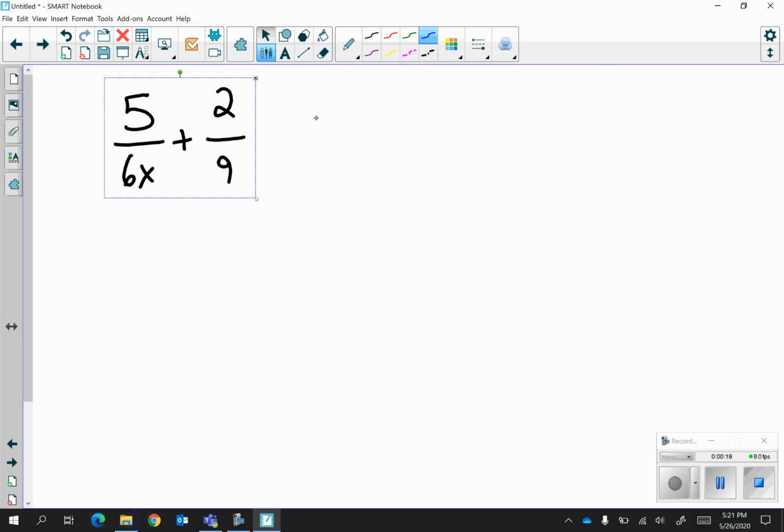So for the first one, when you're adding fractions, you need to make sure that you have the same denominator. In order to find a common denominator, you're really going to look for your LCD. Really, any common denominator would work, but if you find the LCD, then you don't have to do additional simplifying in the end.